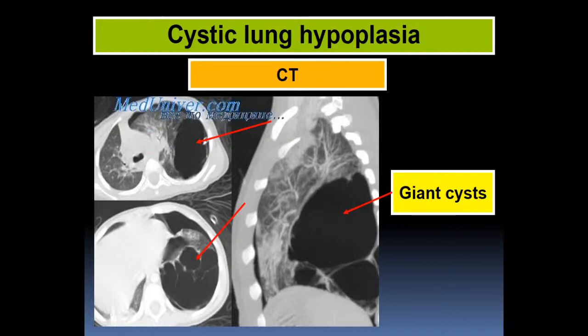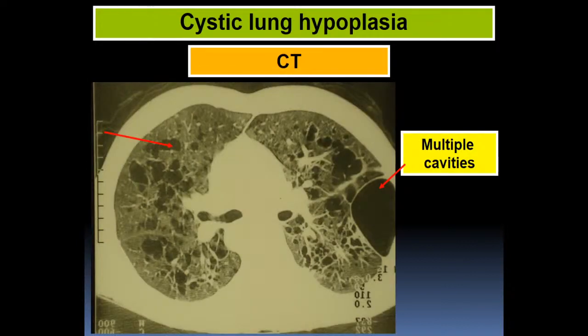That's why for differentiation of disseminated TB and cystic lung hyperplasia, it is better to use CT scan. This method is more informative for differential diagnosis. And on CT scan in cystic lung hyperplasia, we can see multiple cavities, giant and small cavities.